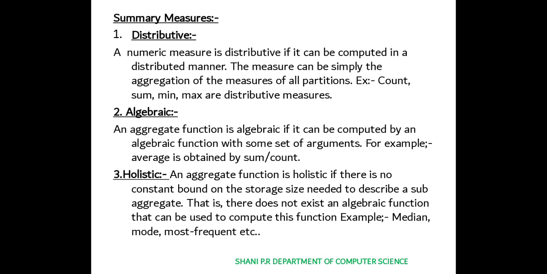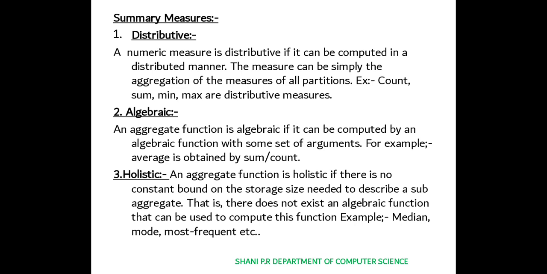Algebraic: an aggregate function is algebraic if it can be computed by an algebraic function with some set of arguments. For example, average is obtained from the sum and count. By considering the sum and count, we obtain the average. After the calculation of the sum, we can obtain the average of the product or sales.